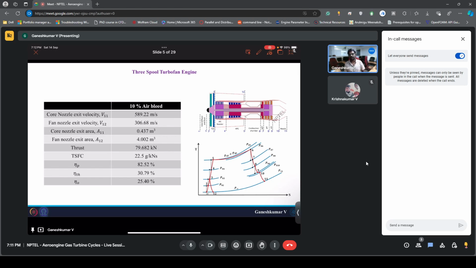For 10% I believe the thrust was 79.68 kilonewton and the TSFC was 22.5. The efficiencies are: propulsive efficiency is 82.52 percentage, thermal efficiency is 30 percentage, and the overall efficiency is around 25.4 percentage. And we have velocities and area of the nozzle both for core and fan nozzle. Now we need to find the similar parameters for 20% air bleed. That is the task that we have today.